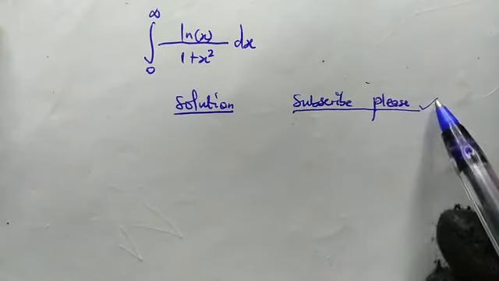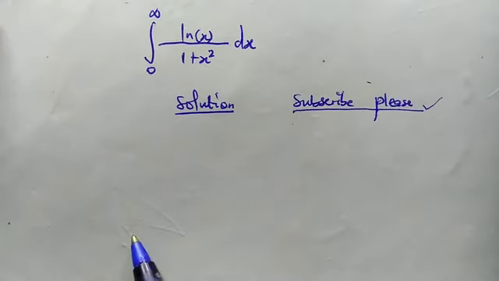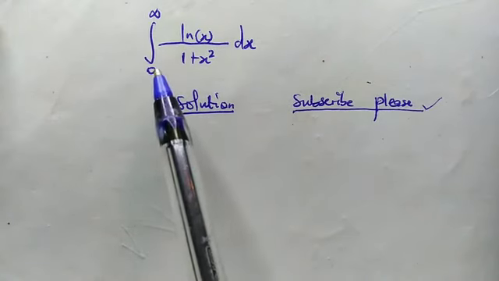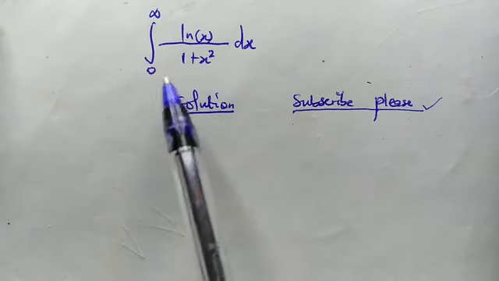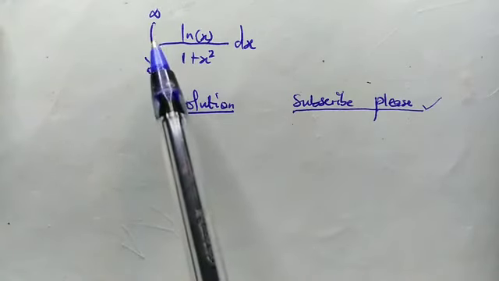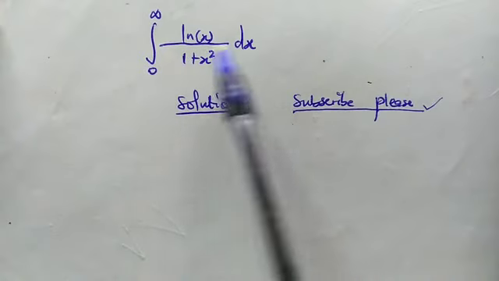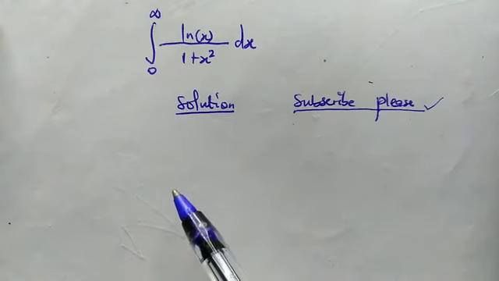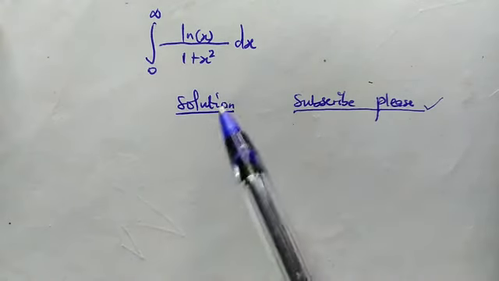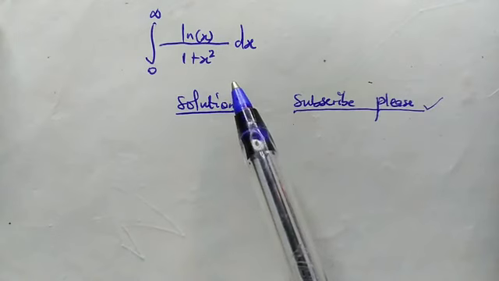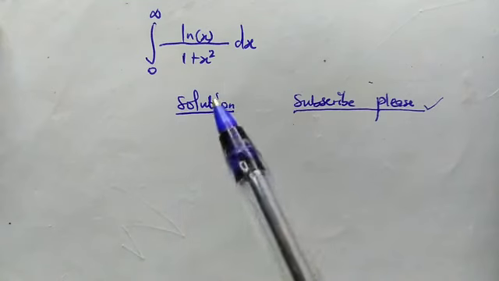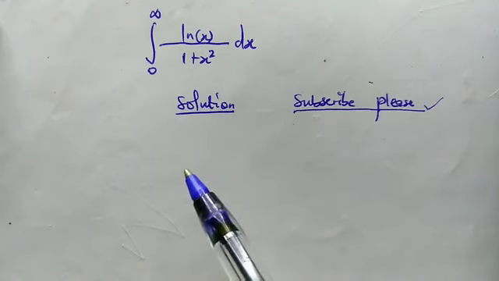In this video we are going to find a solution to this problem here. We're going to evaluate this improper integral. We have the integral from 0 to infinity of the natural log of x divided by 1 plus x squared dx, and we have some restrictions here. We are not going to make use of power series and special functions. Now let's see how we're going to do this.